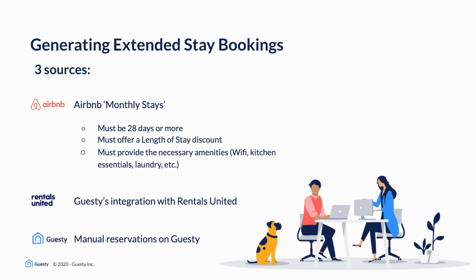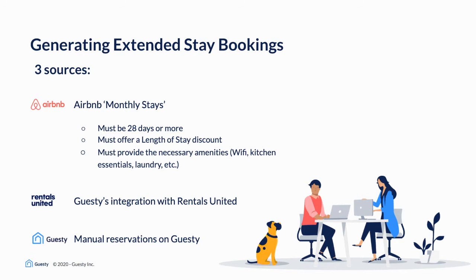The listing will then qualify as both a monthly stay and a short-term rental on Airbnb, and it'll appear in both types of search results. This is really awesome. Now, it's also mandatory to offer at least a 10% monthly discount on monthly stays. Know that most property management companies offer even more than that for a monthly discount, but it's totally up to you. It needs to be at least 10%.